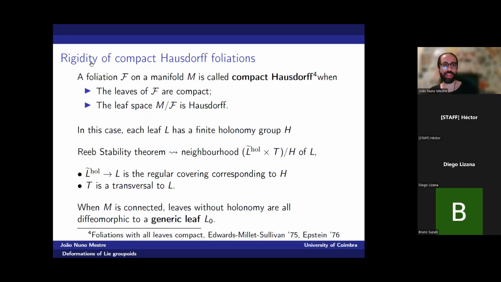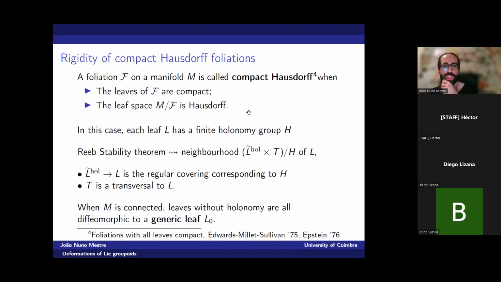So it's going to be a rigidity result for compact Hausdorff foliations, which are foliations for which all the leaves are compact and the leaf space is Hausdorff. So they're quite nice foliations. So when you have a foliation like that, and they were studied in these papers, I think this is funny, this paper, Foliations with All Leaves Compact of Edwards, Millet and Sullivan, and this other paper also called Foliations with All Leaves Compact by Epstein. I don't think I've ever seen these in any other context, two papers with exactly the same name.